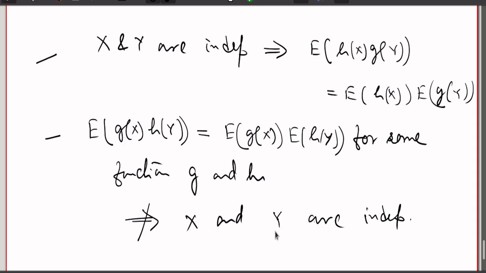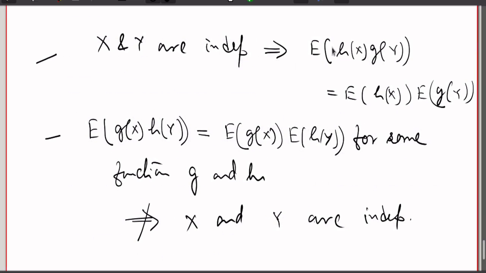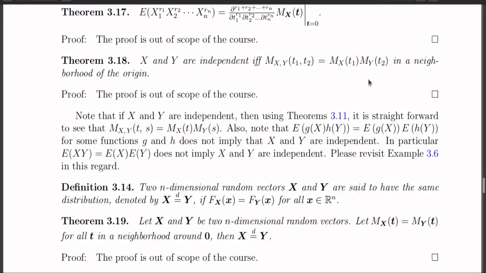But the moment generating function is a very special case in this respect. Obviously if x and y are independent, then the joint moment generating function of x and y can be written as the product of the moment generating functions. This comes from taking a particular choice of the h and g functions here, and we get that result. But the moment generating function is very important and very specific in this respect, in that the reverse is also true.